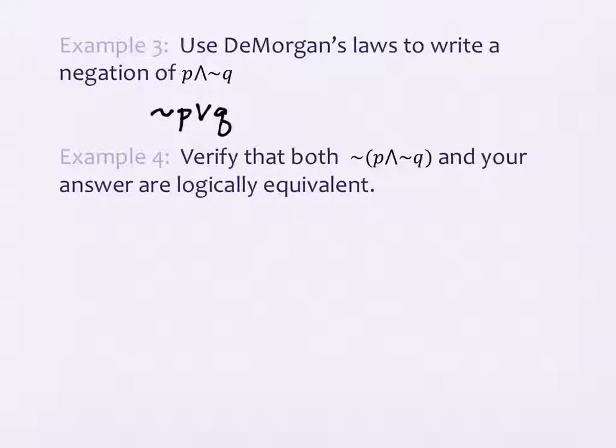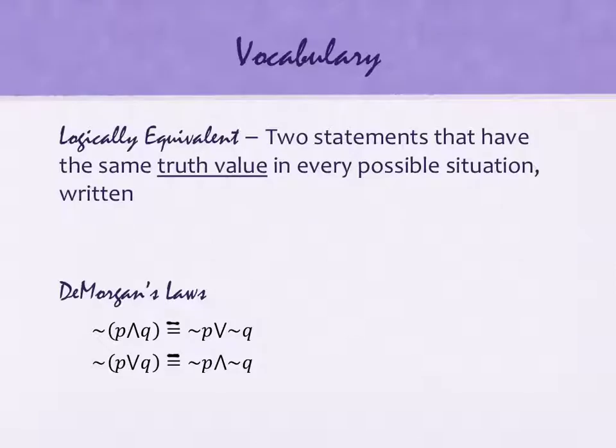Language-wise, it's introducing this negation concept how we did last time. And then what we're going to do is prove or verify that both the statement tilde of P and tilde Q, this one right here with the negation on the outside, and this statement that we created right here in number 3 are logically equivalent. Now, we encountered the phrase logically equivalent last time, but we didn't do anything with it. So just as a reminder of what it means, logically equivalent means 2 statements that have the same truth value in every possible situation.